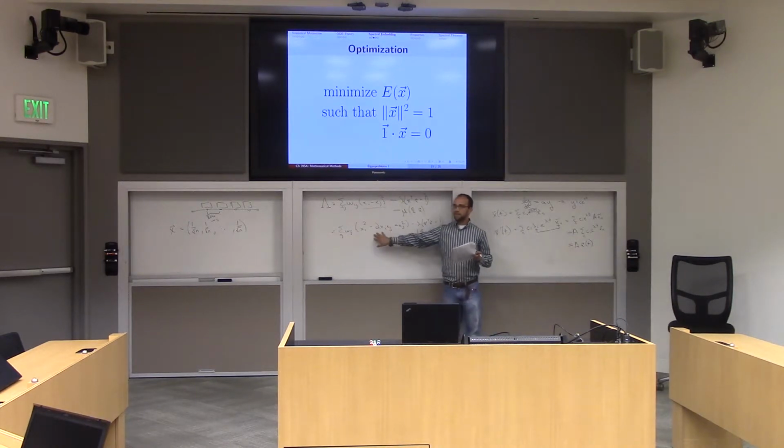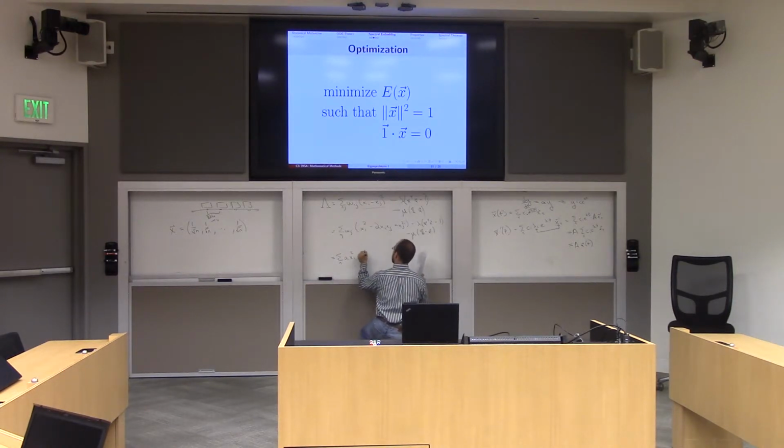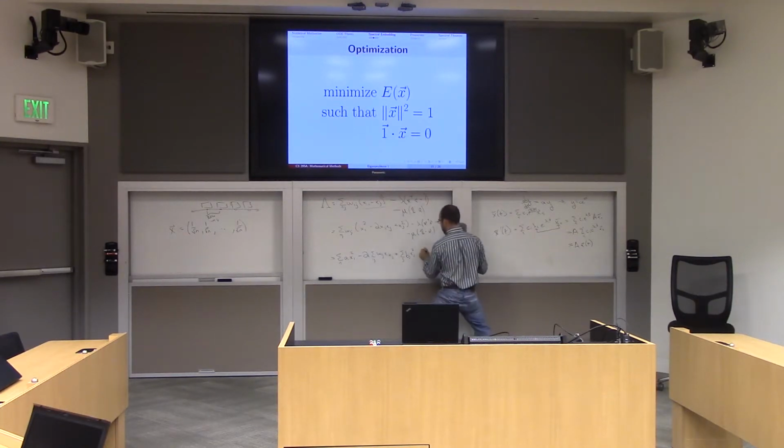Now, we can split this into 3 sums. So I claim that this is equal to the sum over i of ai xi squared, minus 2 times the sum over ij of w ij xi xj, plus the sum over j of bj xj squared, minus the usual Lagrange terms.